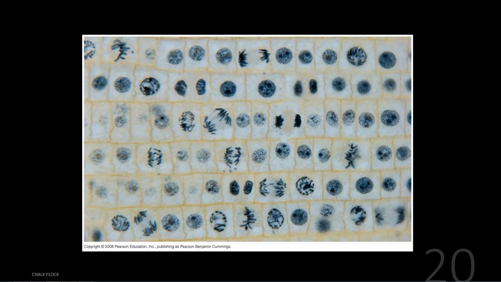Well, let's find some cells that have tons of DNA in them. That's a cell with tons of DNA. Let's find a cell that still has a nuclear envelope, right? It still has that circle of stuff, but has distinct chromosomes forming.